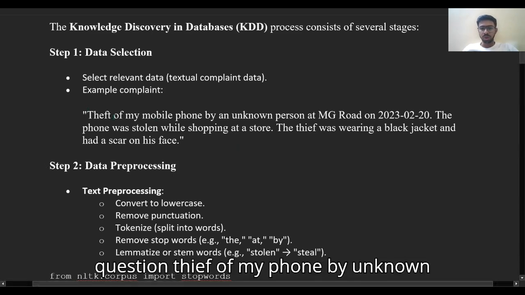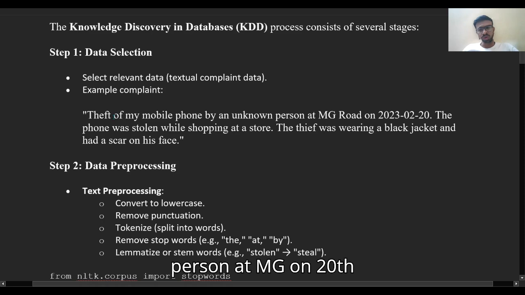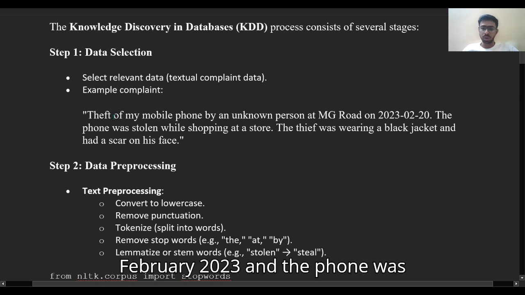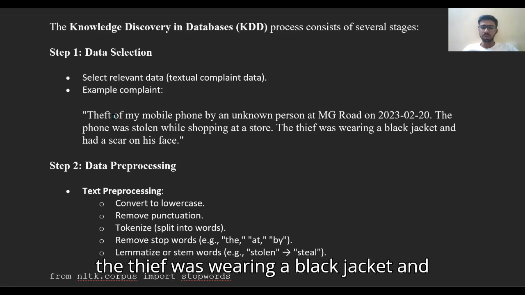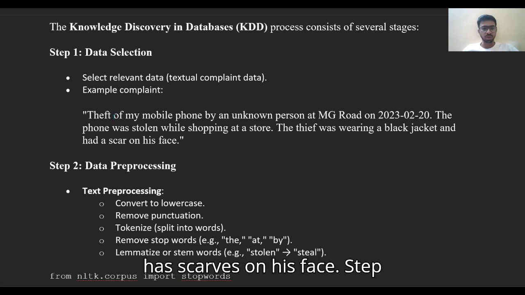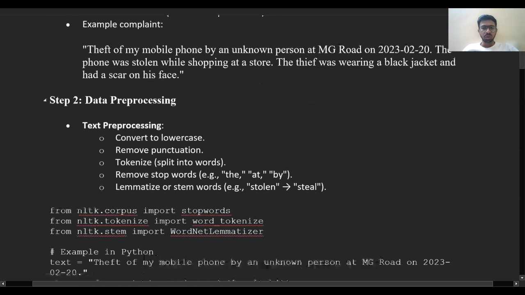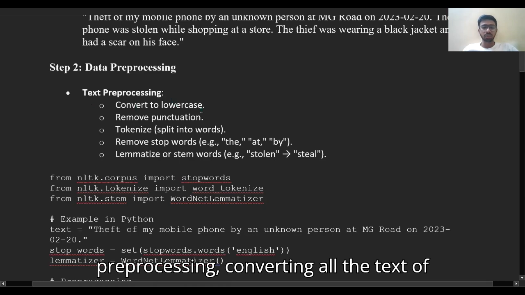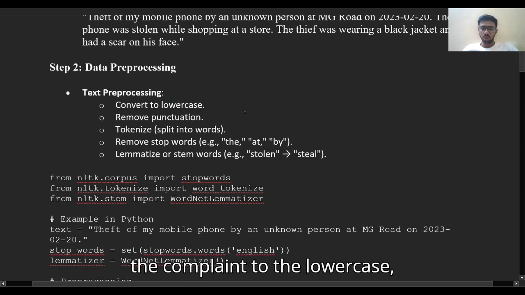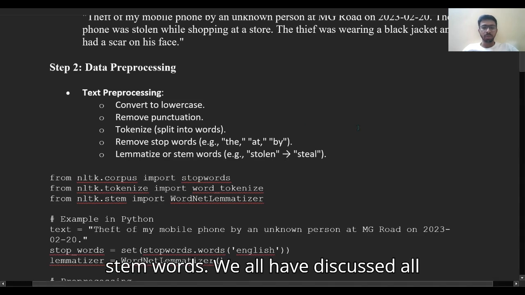Theft of my phone by an unknown person at MG Road on 20th February 2023, and the phone was stolen while shopping at the store. The thief was wearing a black jacket and has scars on his face. Step two is data preprocessing. Data preprocessing consists of text preprocessing: converting all the text of the complaint to lowercase, removing punctuation, tokenization, removing stop words, lemmatization or stemming.